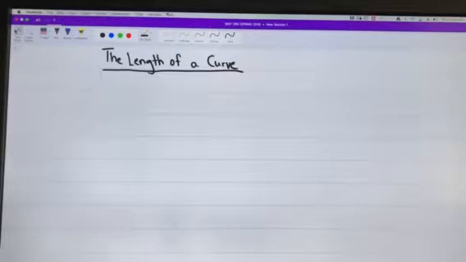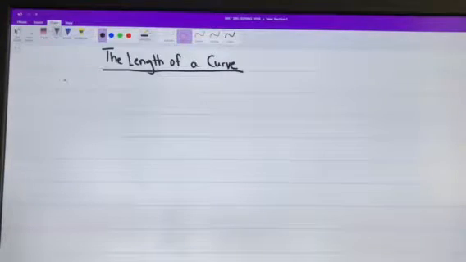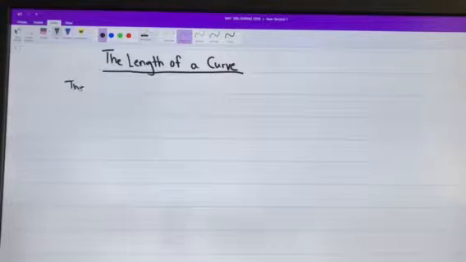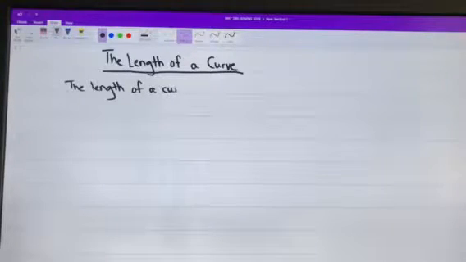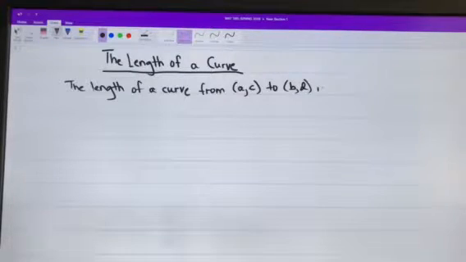Okay, so we're going to be looking into the length of a curve. And now we have for the length of a curve, going from the endpoint AC to BD. And you can determine the length in either of two ways.